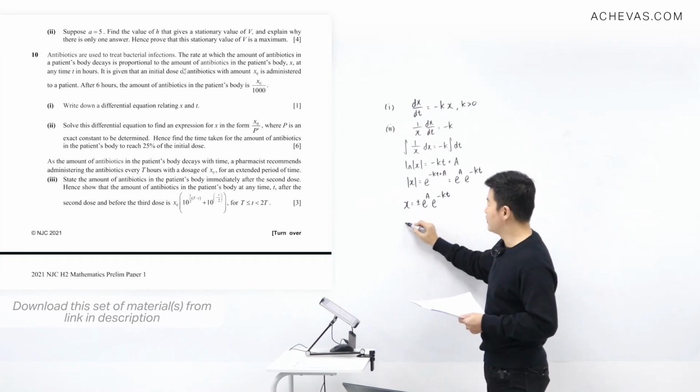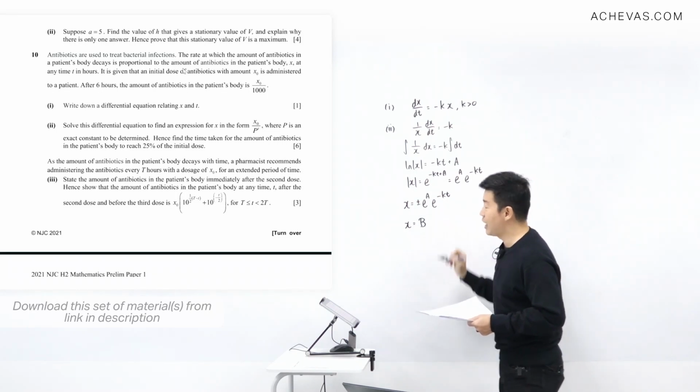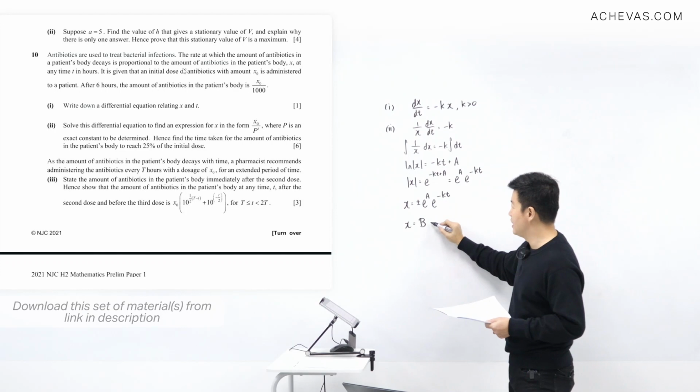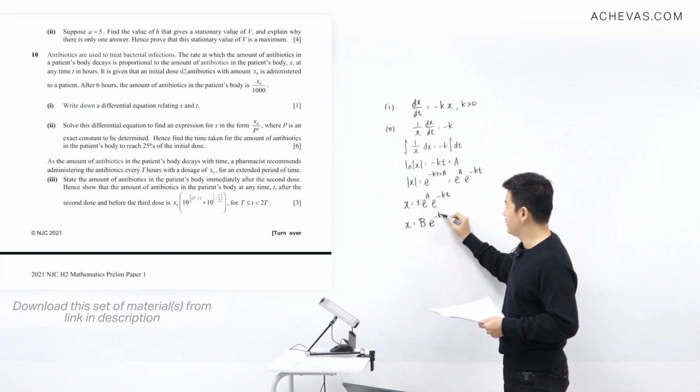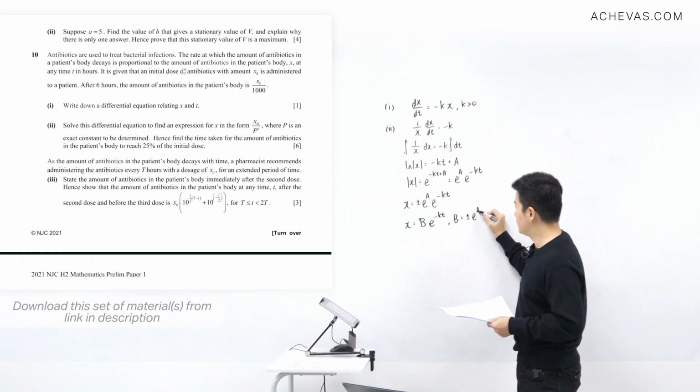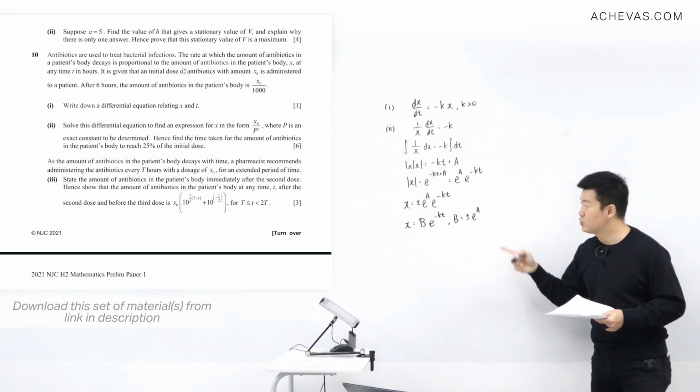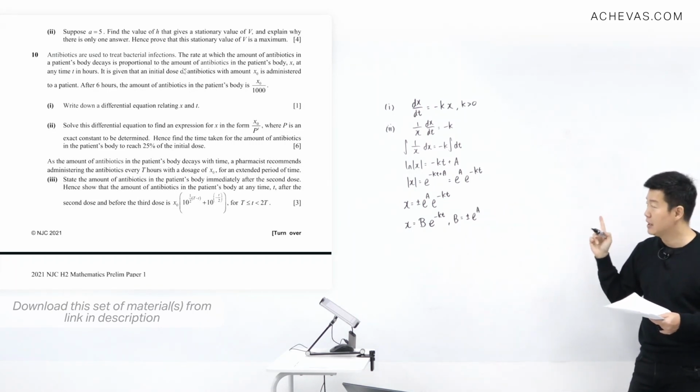And I'm going to just rewrite this plus or minus e to the power of a as another arbitrary constant. I'm going to call it b. So it's b e to the power of negative kt, where b here represents plus or minus e to the power of a. Let's try to solve for both b and k.